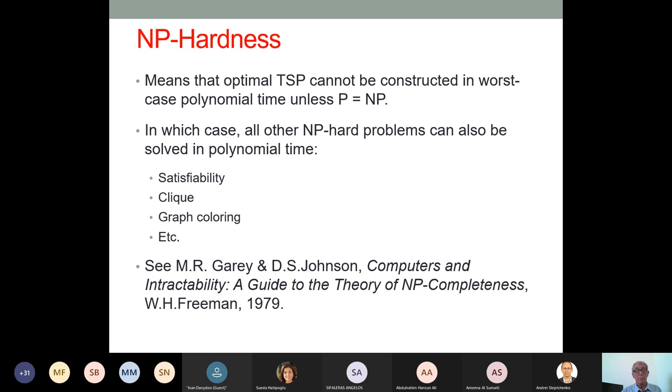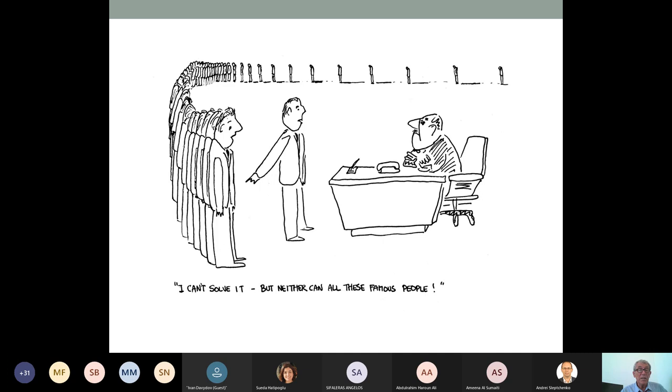Okay, this is the basic book, or Bible, on the theory of computational intractability and NP-completeness. What problems are NP-hard, what are not? Of course, not all problems are NP-hard, like shortest path or minimum spanning tree and so on, are not. This is a famous picture presented in that book of Garey and Johnson. You have here the boss and you have here his scientist, who didn't solve some problem. The boss is angry here, as you can see, but he said, I cannot solve it. But neither can all those other people, famous guys like Newton, Einstein, and all other guys. So this means the problem is simply hard and nobody can solve it efficiently and exactly.